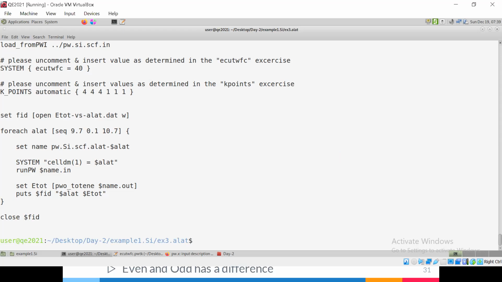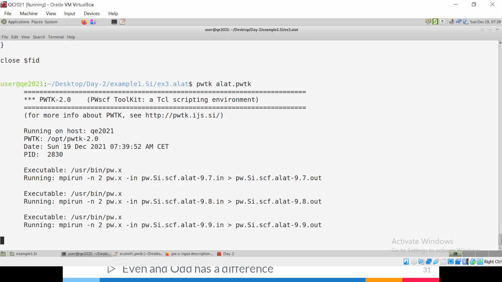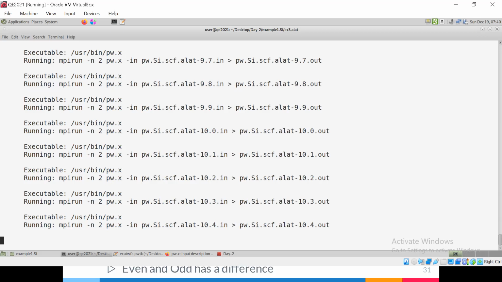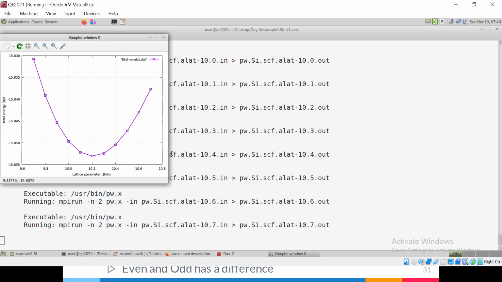So let's quickly run this. Here we go. So again, this is running the SCF calculation. There's nothing different. You are just changing parameters and running the SCF calculation and looking at the energy and then plotting it to see what is the best value to minimize the energy. So that's it. And then you get the curve, a very nice smooth curve. And you see that the minimum lies somewhere close to 10.2. The lattice parameter in Bohr is 10.2.